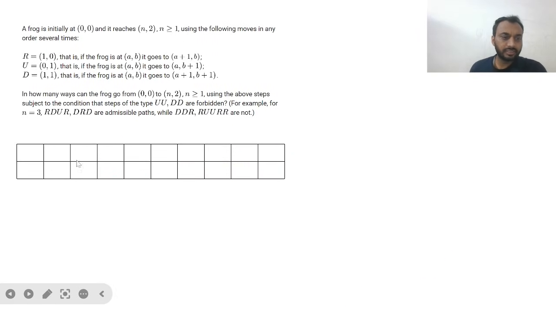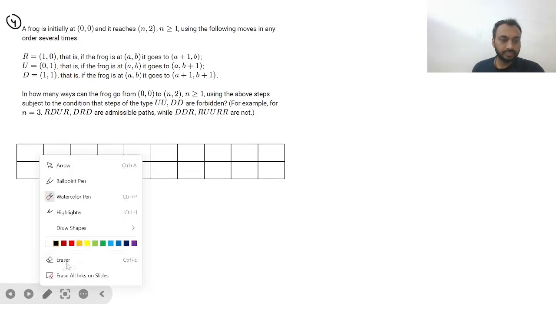Hi guys, so let's see question number 4 of RMO KV 2025. So this is based on combinatorics. In this we are given a frog which is initially at 0, 0, okay, and then it reaches n, 2. Let's say this is n, 2, where n is greater than or equal to 1, using the following moves in order several times. So we have 3 moves: R, U and D.